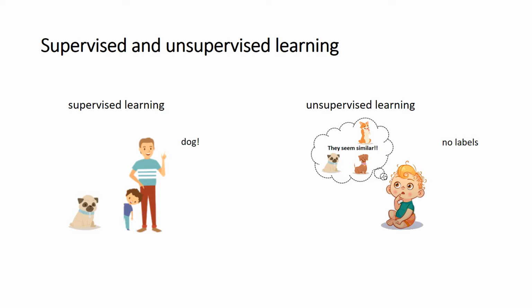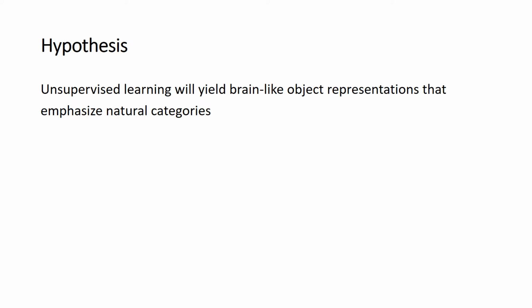Deep neural networks are standardly trained using supervised learning only, which may contribute to differences in object representations between humans and neural networks. Here, we test what information unsupervised learning can extract from natural images and whether this information matches the information extracted by humans. Therefore, we hypothesize that unsupervised learning will yield brain-like object representations that emphasize natural categories.